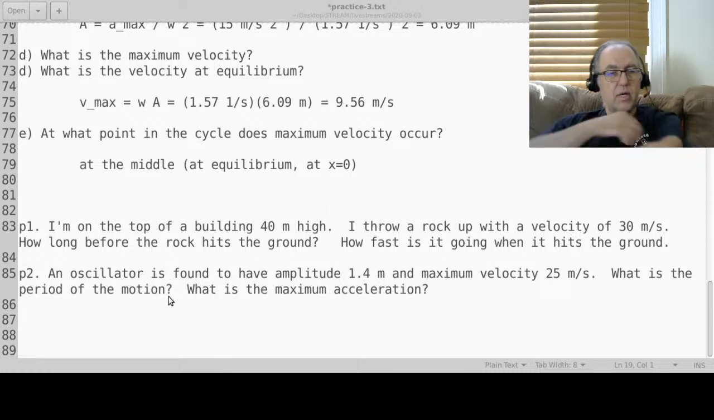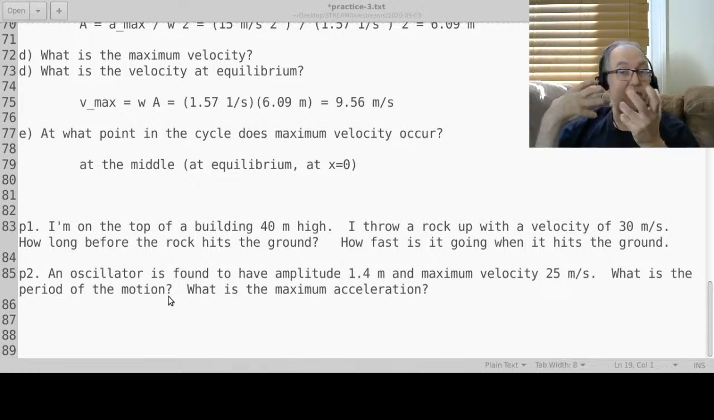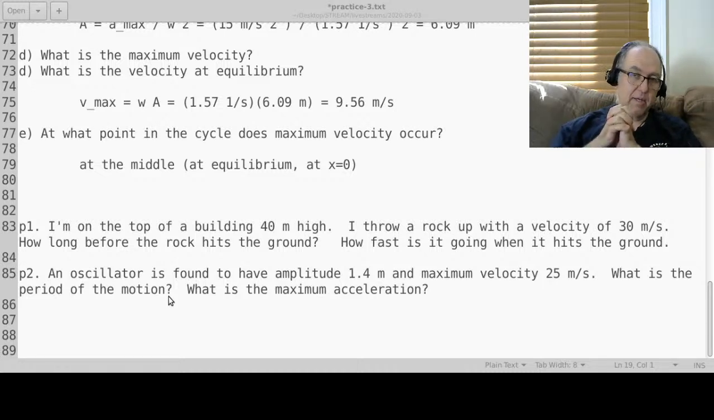Okay, number 2. An oscillator is found to have an amplitude of 1.4 meters and a maximum velocity of 25 meters per second. So this time I give you 2 of the different maxima. Maximum displacement, that is amplitude, and maximum velocity. And what is the period of the motion?